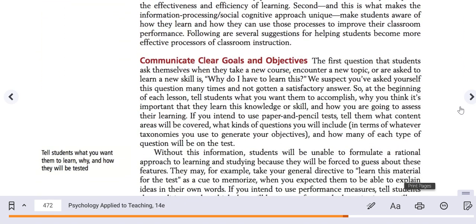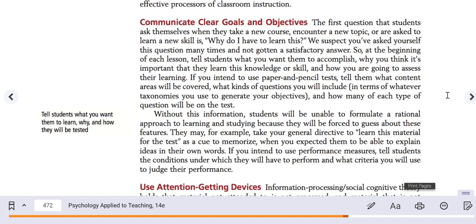The first question that students ask themselves when they take a new course, encounter a new topic, or are asked to learn a new skill is, why do I have to learn this? We suspect you've asked yourself this question many times and not gotten a satisfactory answer. So at the beginning of each lesson, tell students what you want them to accomplish, why you think it's important that they learn this knowledge or skill, and how you're going to assess their learning.